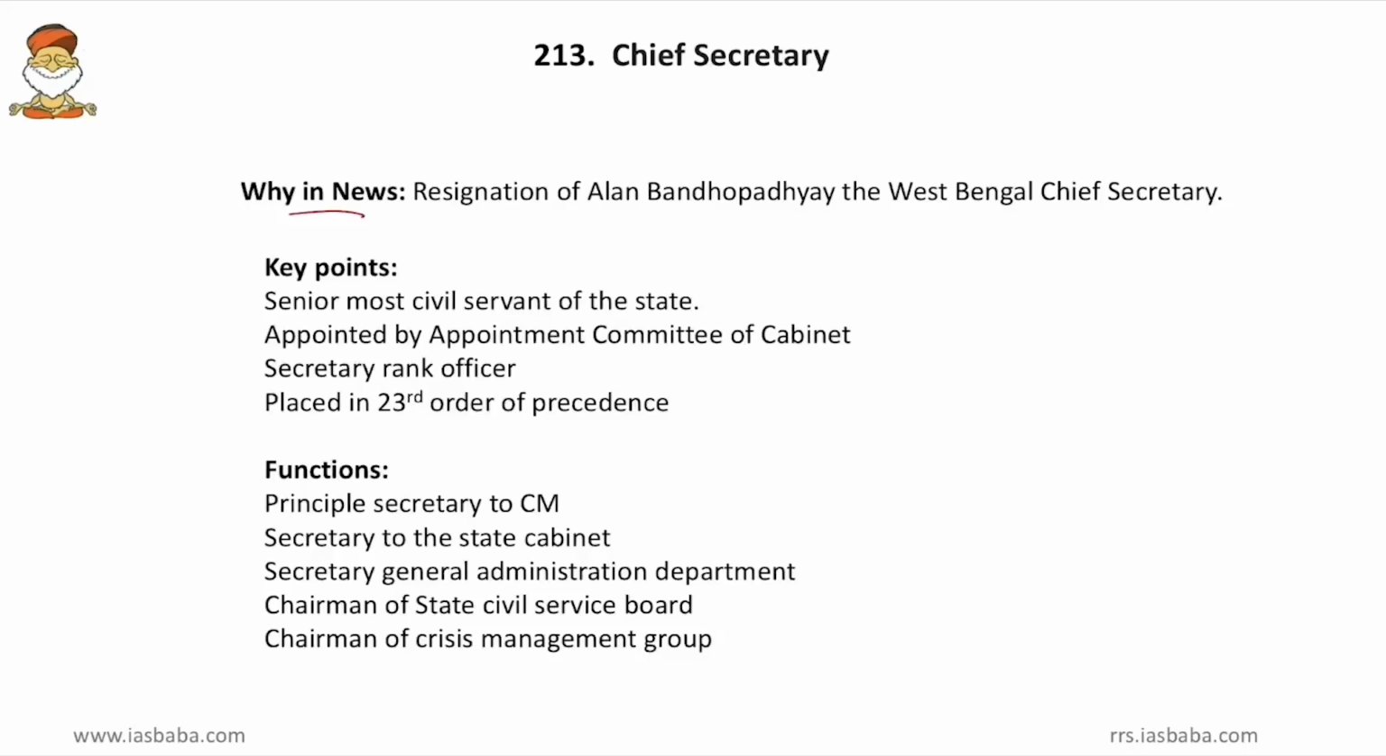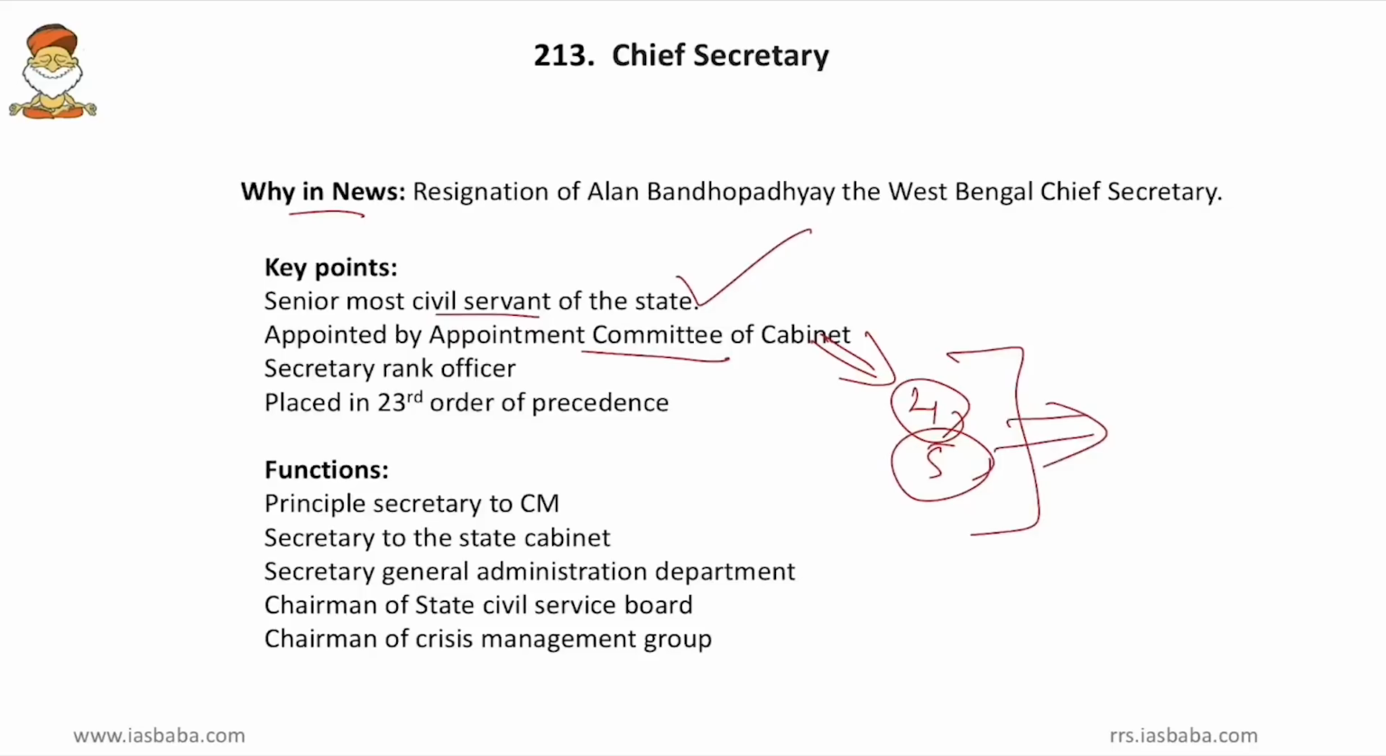He is the senior most civil servant of a state. So, the senior most IAS officer, and he is appointed by the Appointments Committee of the Cabinet. The outgoing Chief Secretary makes a shortlist of 4 to 5 senior IAS officers, and the Cabinet Committee on Appointments selects one among these 4 to 5 shortlisted candidates.